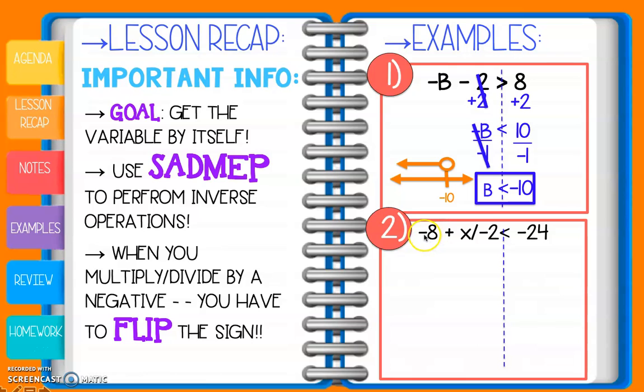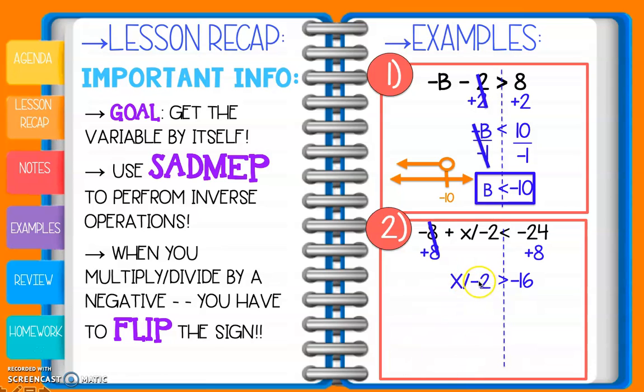So first thing I'm going to cancel out is my negative 8. And I'm going to do that with a plus 8. Whatever I do on the left, I'm going to come over here and do the exact same thing on the right. My negative 8 and my plus 8 cancel out, and I'm left with x divided by negative 2. And I'm going to flip my symbol because I know I'm dividing by a negative, is greater than negative 24 plus 8, which is negative 16. Okay, and again, I've already flipped my symbol.